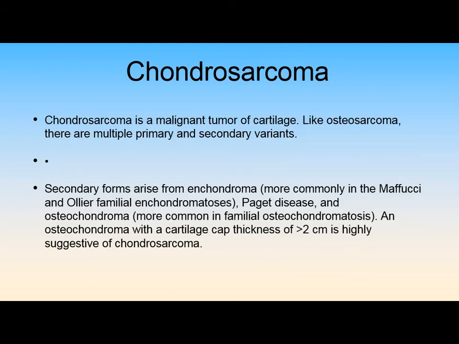The most common malignant lesion among the chondroid lesions is chondrosarcoma, a malignant tumor of the cartilage, with primary and secondary forms. The secondary form arises from enchondroma, as in Maffucci syndrome or familial enchondromatosis, or in Paget disease, and from osteochondroma, more commonly the familial osteochondromatosis.